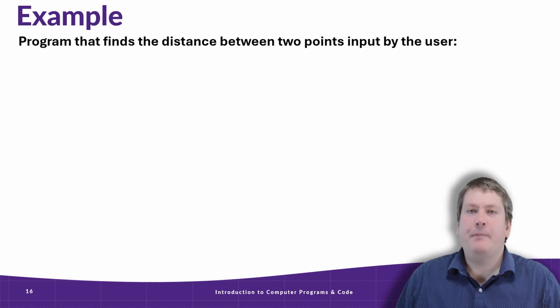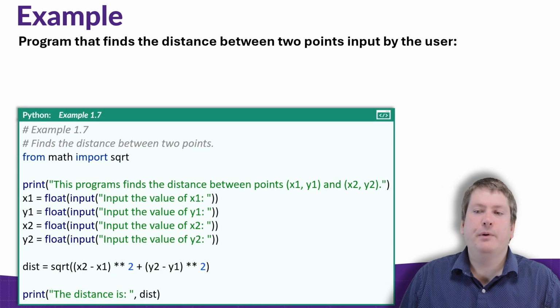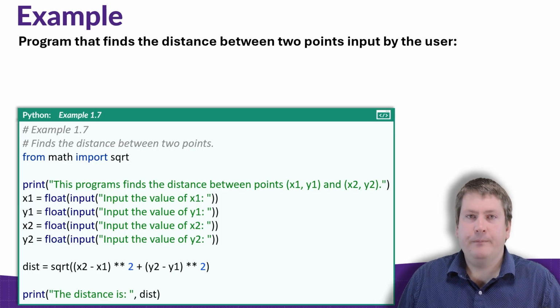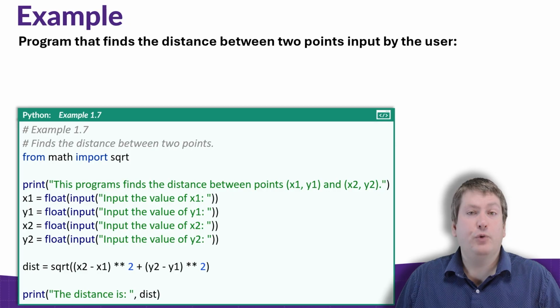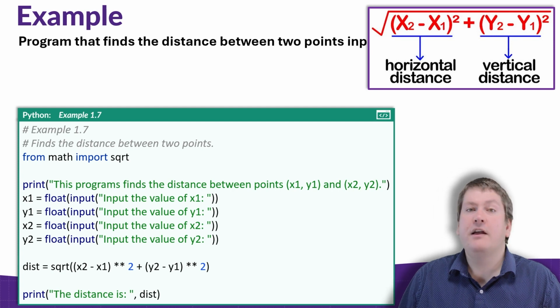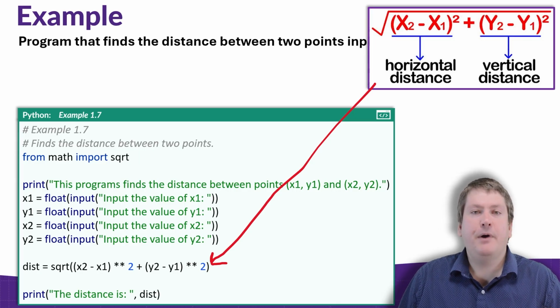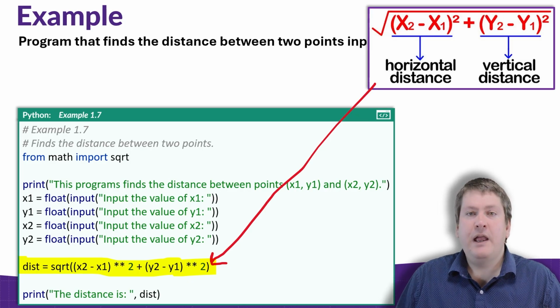Okay, now that we know about the math module and how to import functions from it, let's try putting it to use. Here we have a little bit more complex example than what we've seen so far. This example program inputs two 2D points from the user and calculates the distance between these points. You may recall from high school math that the formula for distance between 2 points is the square root of the sum of the squares of the horizontal and vertical distances between these points. This equation is represented in our Python program on this line here, which uses the square root function from the math module, as well as some basic arithmetic operators that we've covered so far to find the distance.